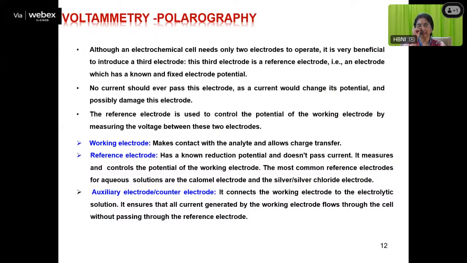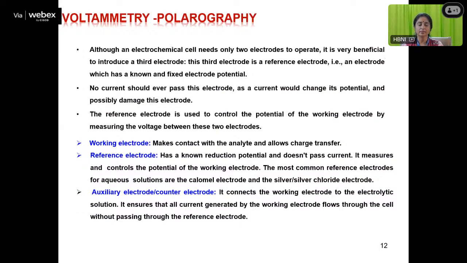Because this is for analytical purposes, there should not be any error in measurement. Therefore, you keep a reference electrode so that potential can be correctly measured. No current should ever pass through this electrode, as a current would change its potential and possibly damage the electrode. So the reference electrode is only for referencing purposes. The reference electrode is used to control the potential of the working electrode by measuring the voltage between these 2 electrodes.